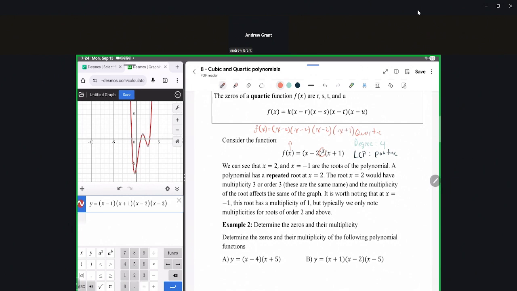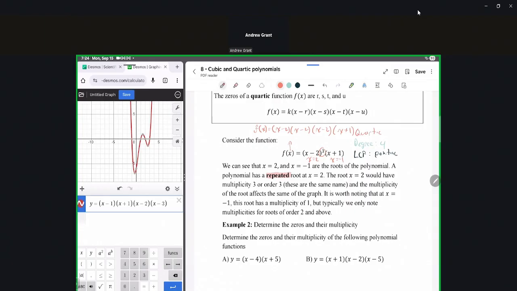So I wrote a little paragraph here in case you just get my notes because you can't watch the video, but I'll just read this for the moment. We can see that x equals 2 and x equals negative 1 are the roots of this polynomial. Meaning that if you want the x-intercepts, there they are. A polynomial has a repeated root at x equals 2. You've heard of this before, but not using this notation.